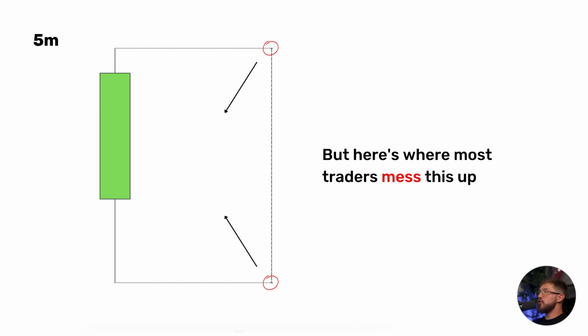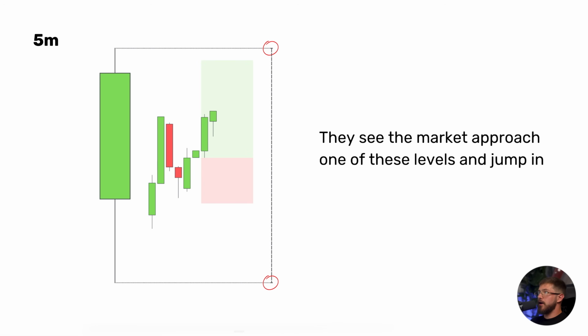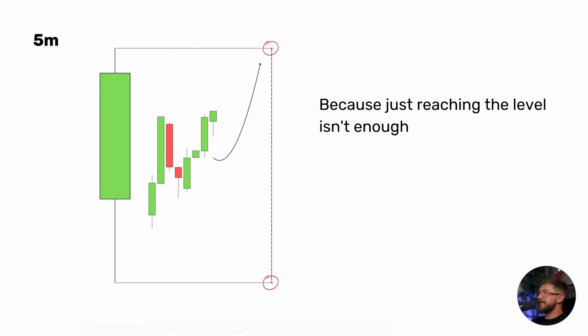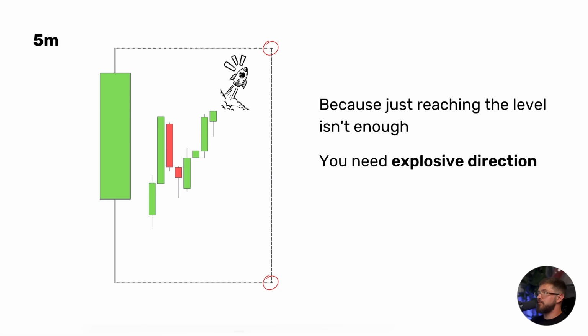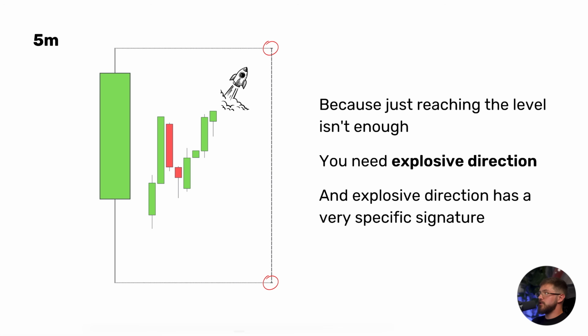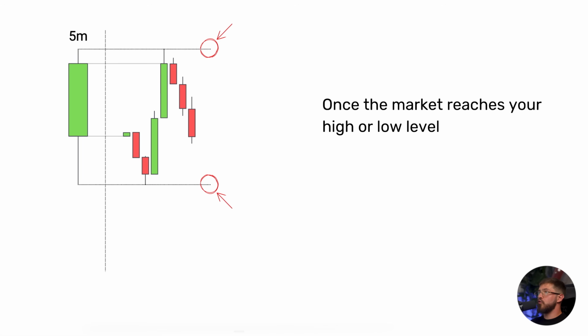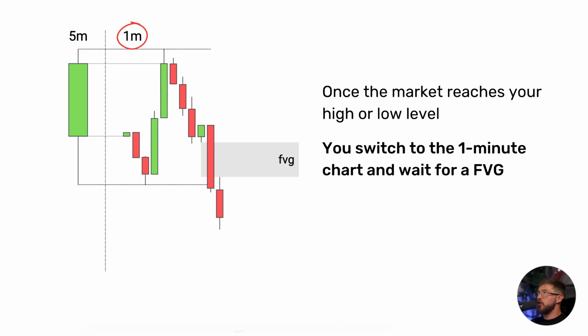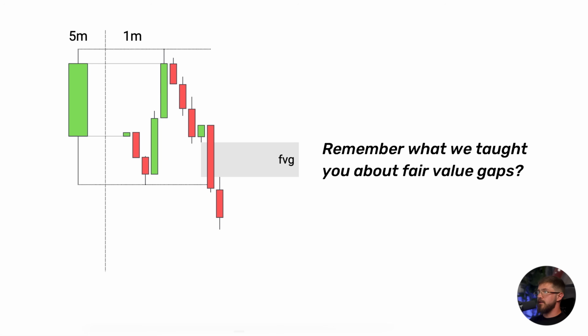But here's where most traders mess this up. They see the market approach one of these levels and immediately jump in. That is a mistake, because reaching the level isn't enough. You need to see explosive direction, and explosive direction has a very specific signature. Once the market reaches the high or the low, you're going to switch to the 1-minute chart and wait for a fair value gap.